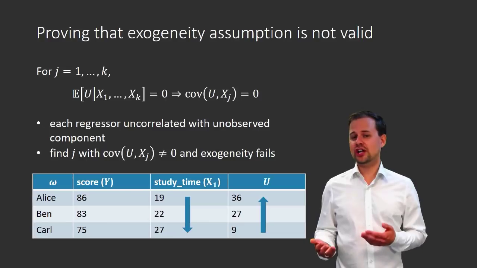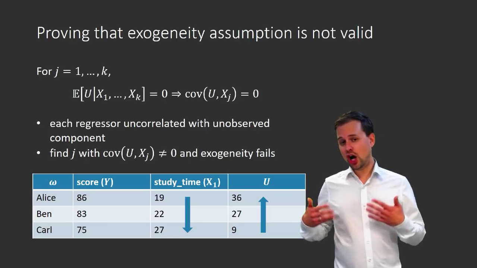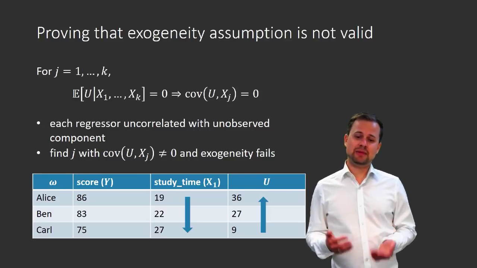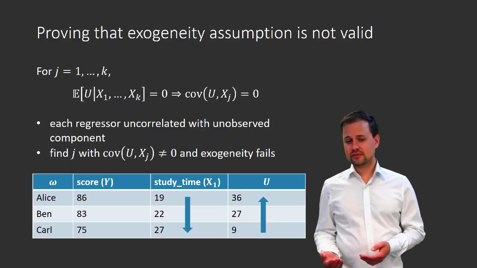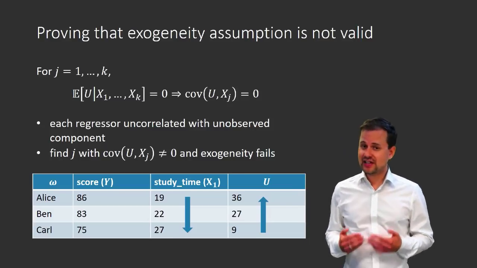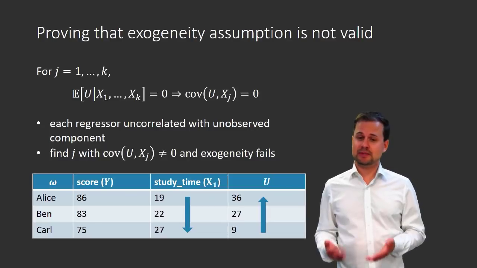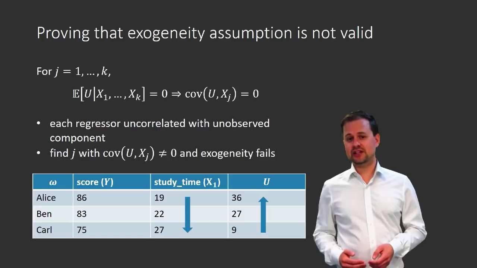Let's look at this in the context of our example from before. Here it is very obvious that study time x1 and U are negatively correlated. So you see right away that the exogeneity assumption fails. You don't even have to compute a conditional expectation. You can just look at the obvious negative correlation.